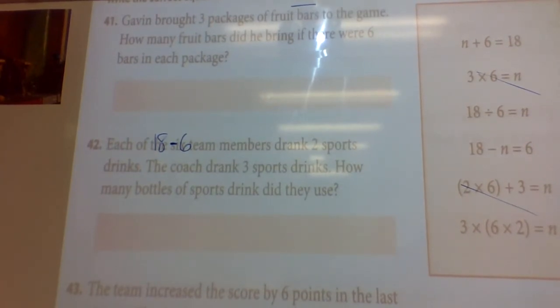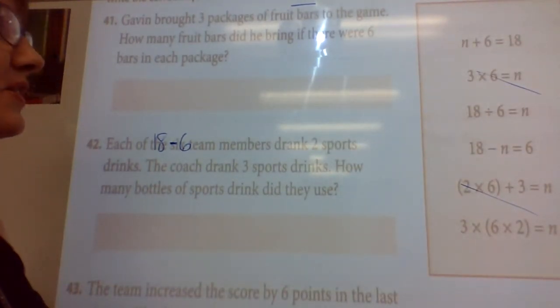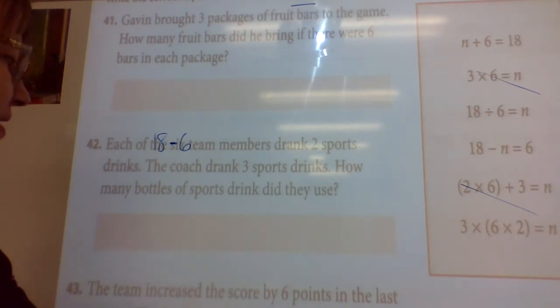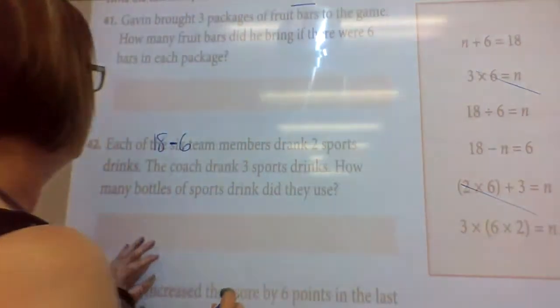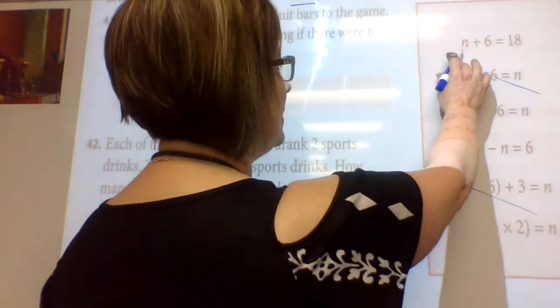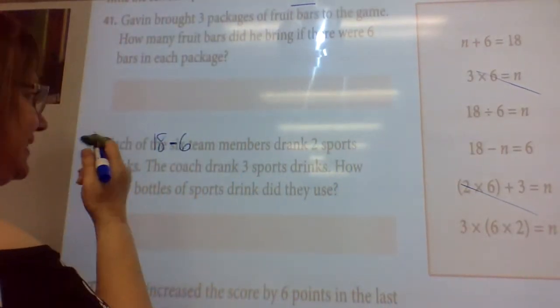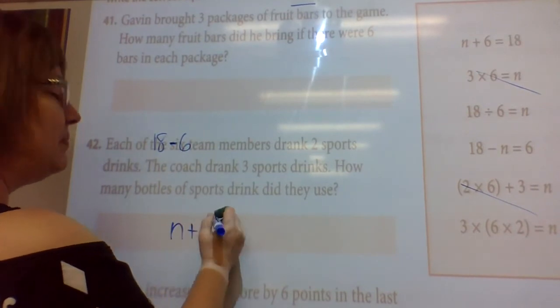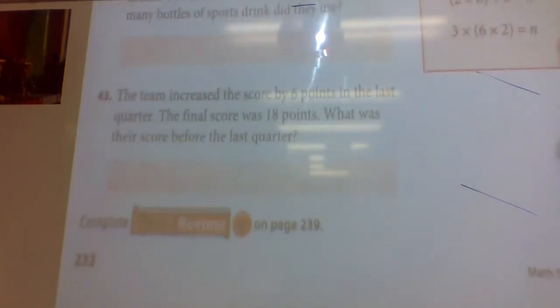Let me read that again. The team increased the score by 6 points in the last quarter. The final score was 18 points. So what was their score? It should be 18 minus 6. I think it's going to be this one, because this one will do what you have to do, 18 minus 6 to get this number, right? Yes. So you have to do n, whoops, sorry. I gotta move back down here. n plus 6 equals 18, okay?